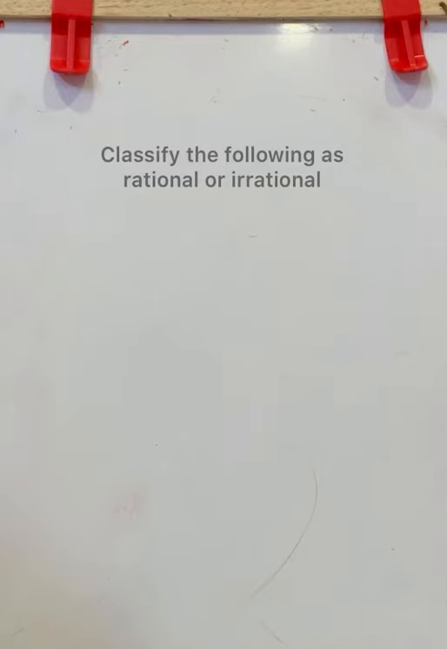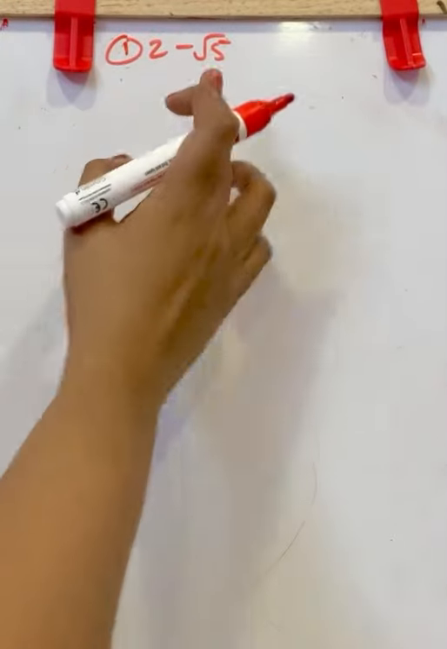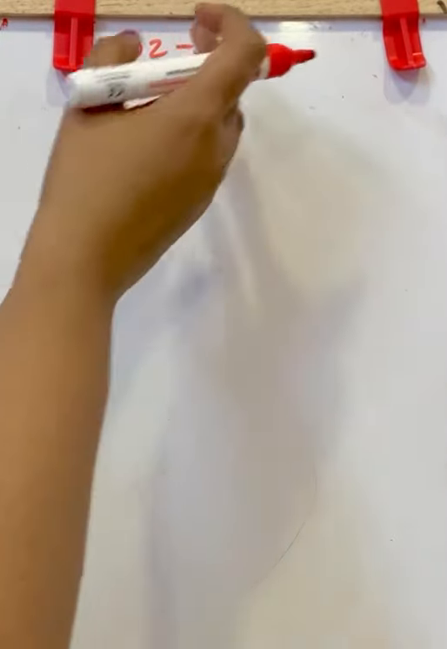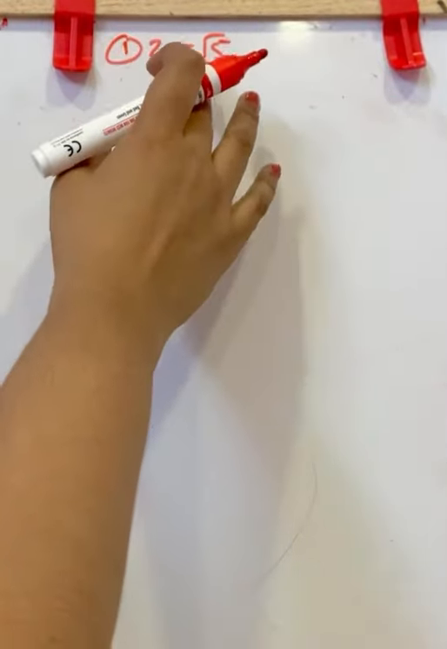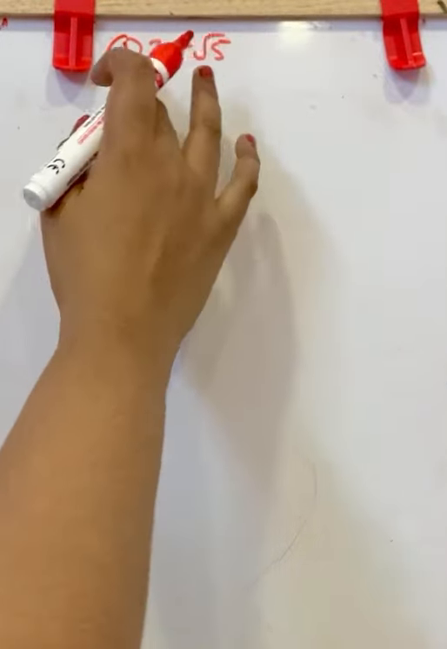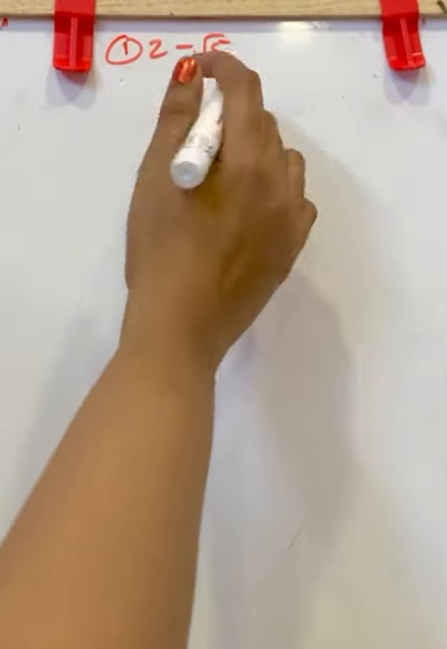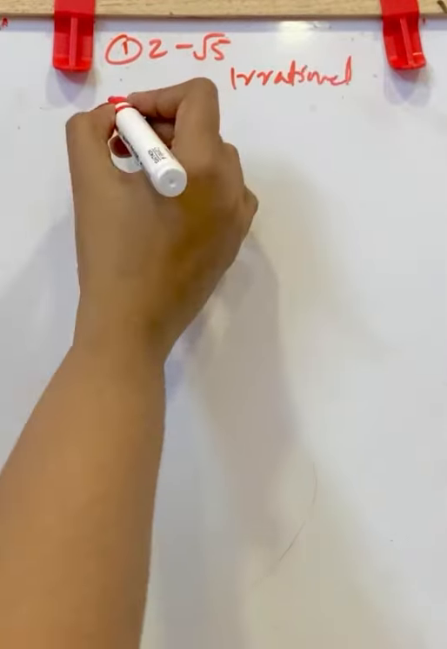Next, coming to exercise 1.5. First one is classify the following numbers as rational or irrational. In that, we have 2 minus root 5. Is it rational or irrational? Actually, here we have an irrational number. So, we have learned that any operation done with an irrational, the result will be irrational. So, since root 5 is irrational, we can say the operation done with root 5 is also irrational. This is irrational.